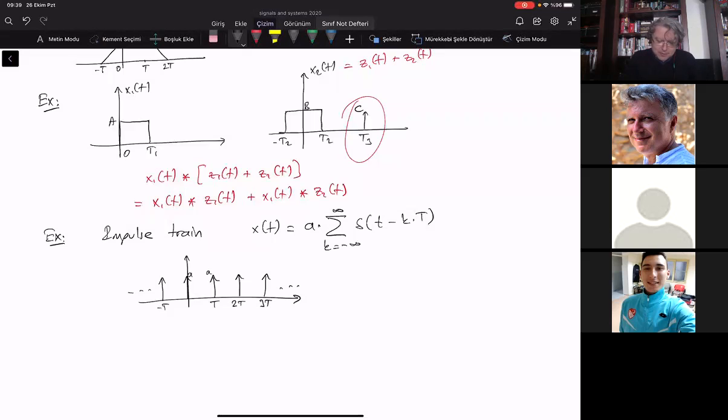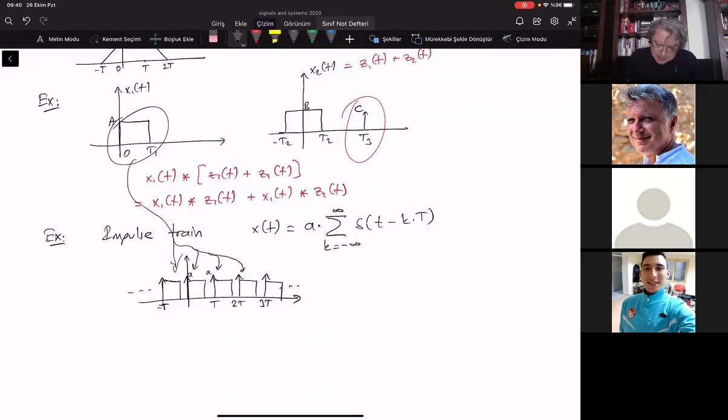Because when you convolve, for example, this one with this impulse, it will make this rectangular box. When you convolve it with this impulse, it will make this rectangular box. With this impulse, it will make this rectangle, and with this impulse, this rectangle, etc. So it will make a train of boxes.